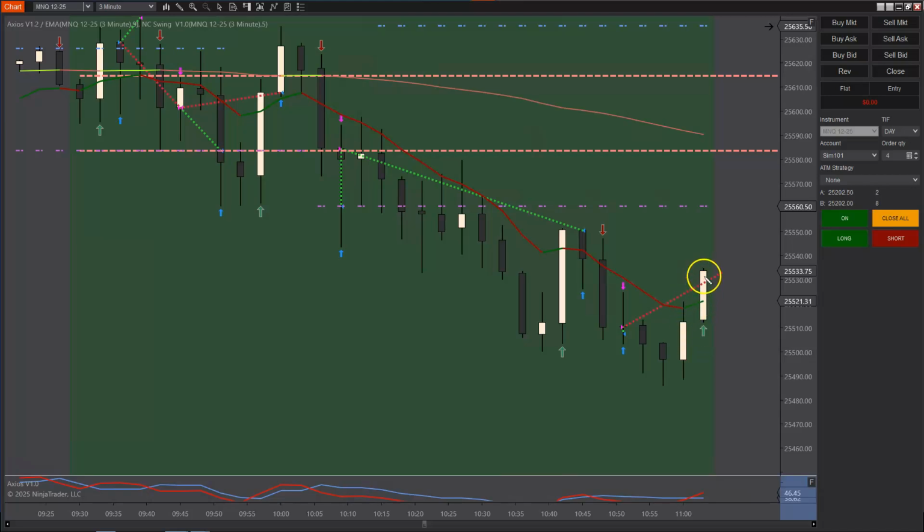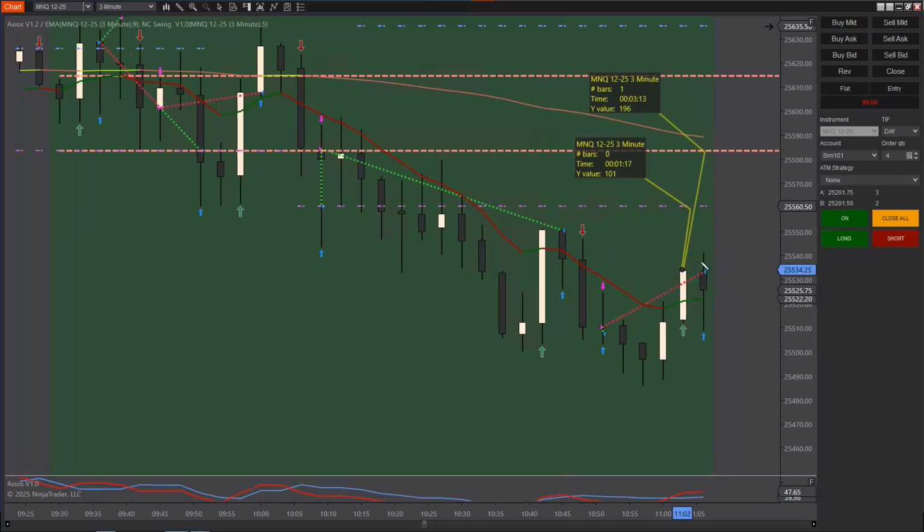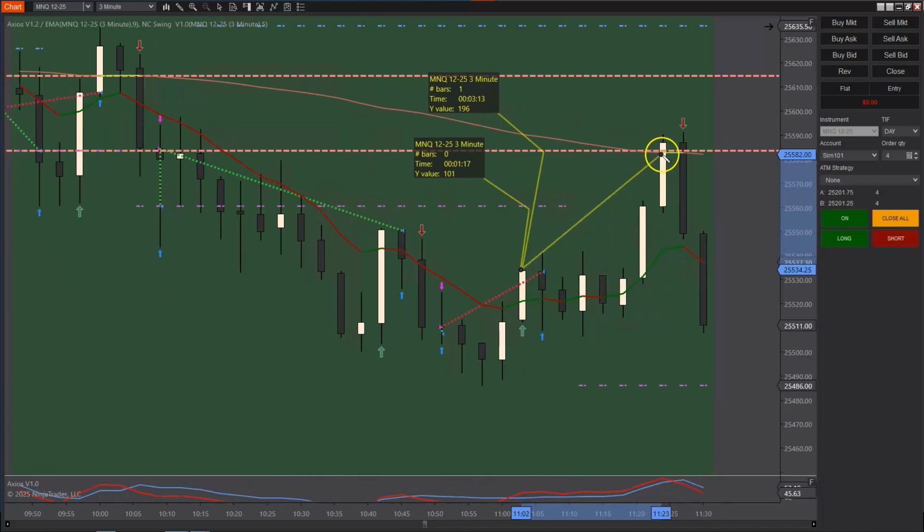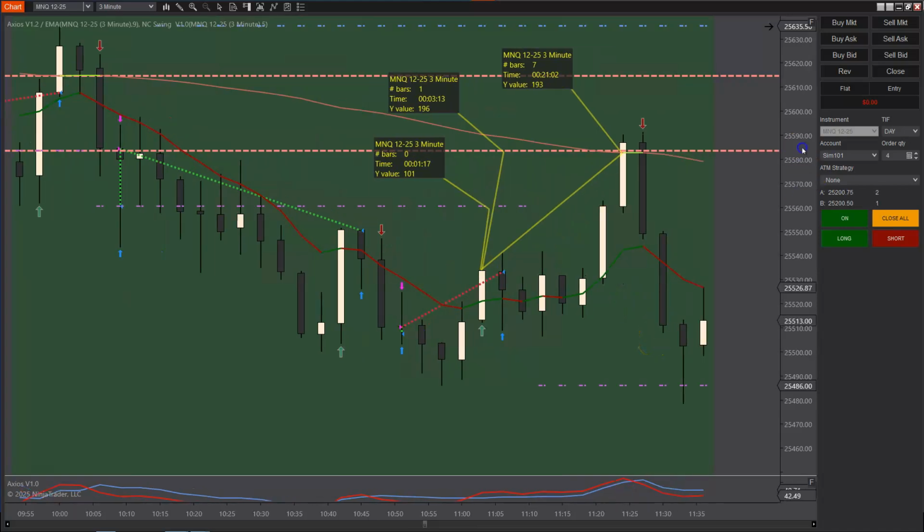Our 9 is also green. We can manually enter a long here, and we could target perhaps the bottom of the opening range. We could target this swing low right here as resistance. We could target the 100 moving average right here. So 3 different ideas on what to target just right there. And that works beautifully in that case.